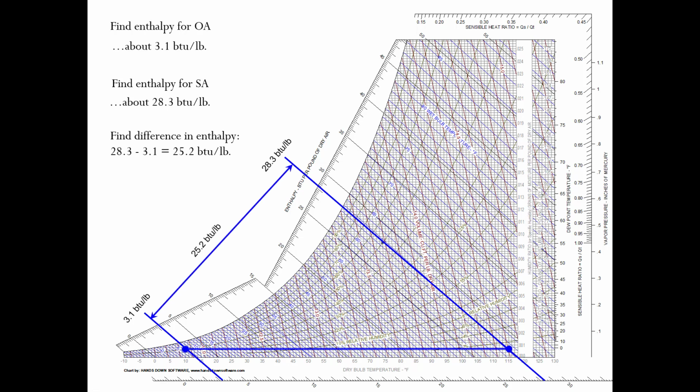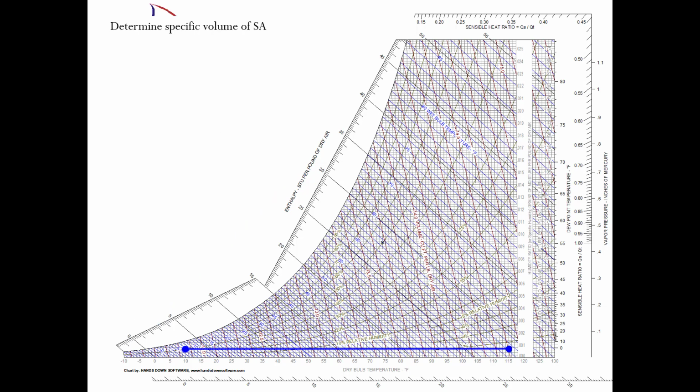Okay, and so with this we find that the difference between our outside air and our supply air is 25.2 BTUs per pound. So we've added 25.2 BTUs to every pound of air that we've brought inside and heated up from 10 degrees to 115 degrees.